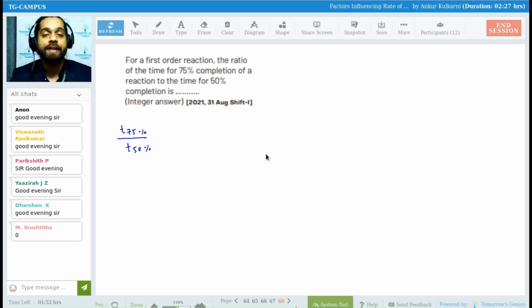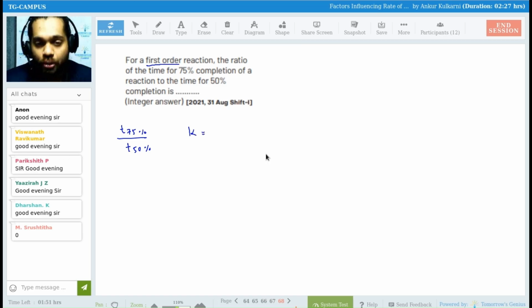Let us first find out T 75%. Now in the question itself, they have given you one data. It is nothing but a first order reaction. I'll show you for T75. You have to calculate for T50 and tell me the ratio. So if it is a first order, obviously, what will be the equation?